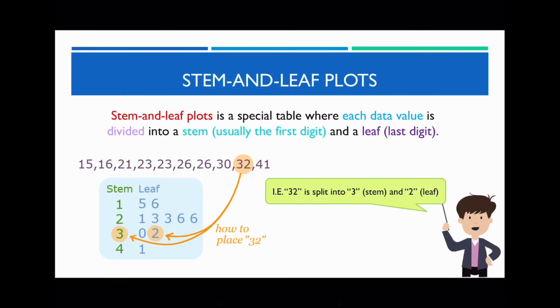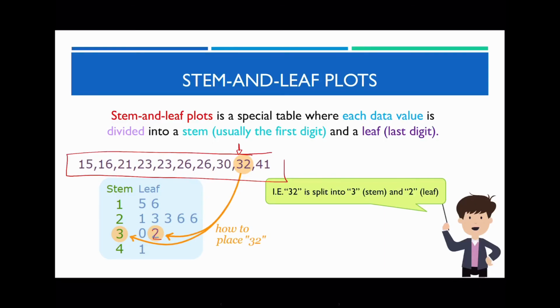In comparison, a stem and leaf plot is a special table where each data value is divided into a stem, and generally the stem is usually the first digit, but I'll show you an example where the stem could be 2 digits, and a leaf, where the leaf is always going to be the last digit. So for instance, if this is your data set over here, and you were to put this into a stem and leaf plot, as I said in the description above, generally the first value is going to be your stem, so the value on the left hand side, and then the value on the right hand side is going to be your leaf. So therefore you put 2 over here.